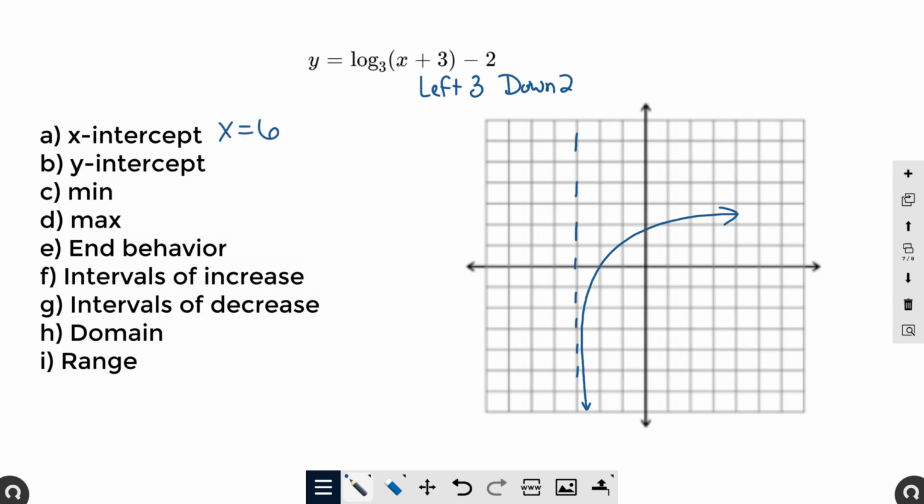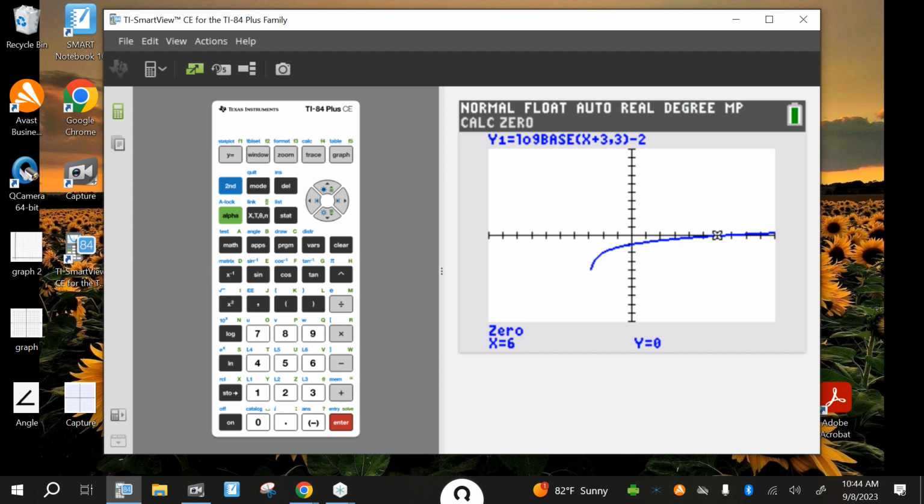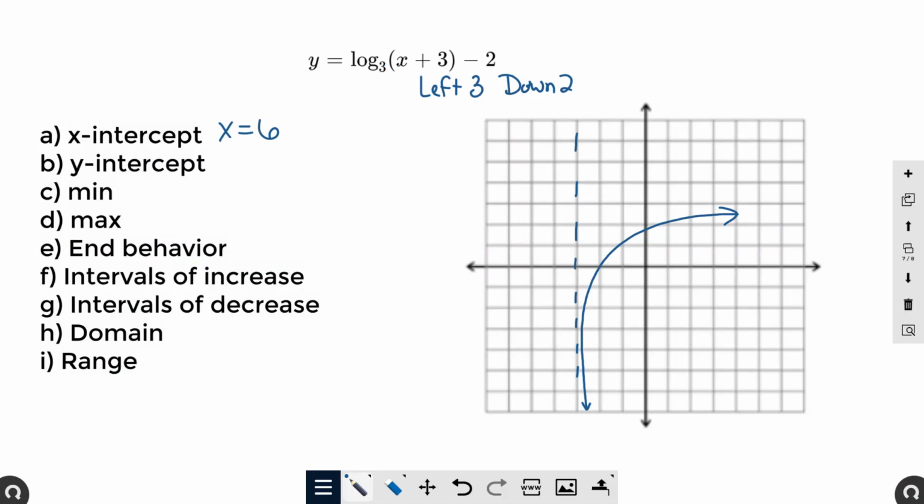Now we have to find our y-intercept. Again, you can go back to your calculator. Remember, you can hit trace, 0, enter. So my y-intercept is at negative 1. Trace, 0, enter. When x is 0, it gives you your y-intercept. So y-intercept is negative 1.